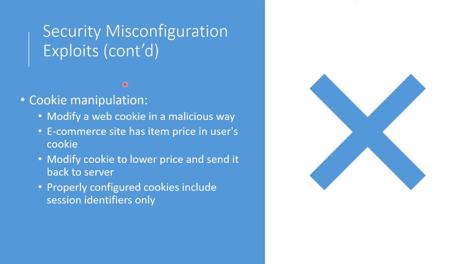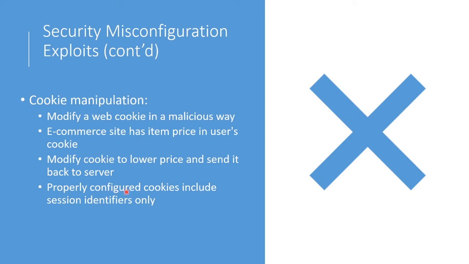We can manipulate cookies, and we had a discussion about cookies earlier. So maybe we could modify web cookies in a malicious way. So like, for example, the user is going to some e-commerce site that has the item price actually in the user's cookie. And we grab that cookie and we change the price to, like, instead of $100, it's $1. And then we buy a whole bunch of them. That has actually happened in real life. We modify the cookie to a lower price, we send it back to the server. The server trusts that the cookie is correct because the server originally said, here's the price. It put it in a cookie, and the server is not going to validate that price.